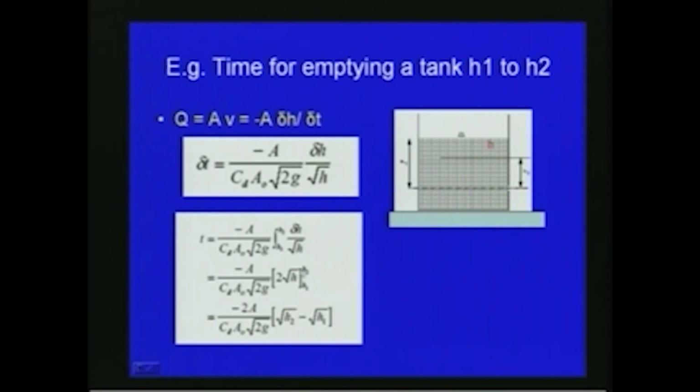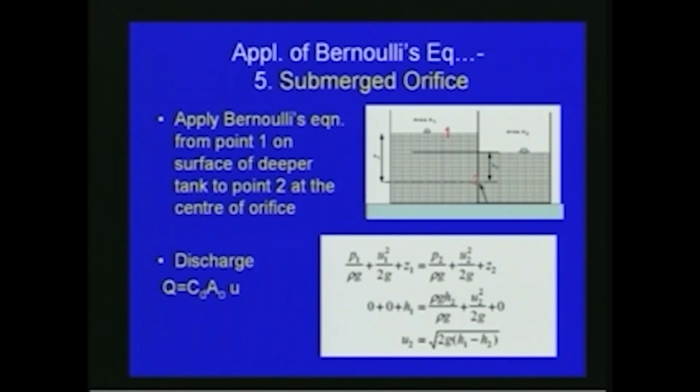If we integrate this expression, we will finally get the time for emptying a tank from H1 to H2 equal to minus 2A divided by CD into A0 root 2G into square root of H2 minus square root of H1. So here again we have used Bernoulli's equation to find the time for emptying a tank from one level to another level. Like this, various applications are there.